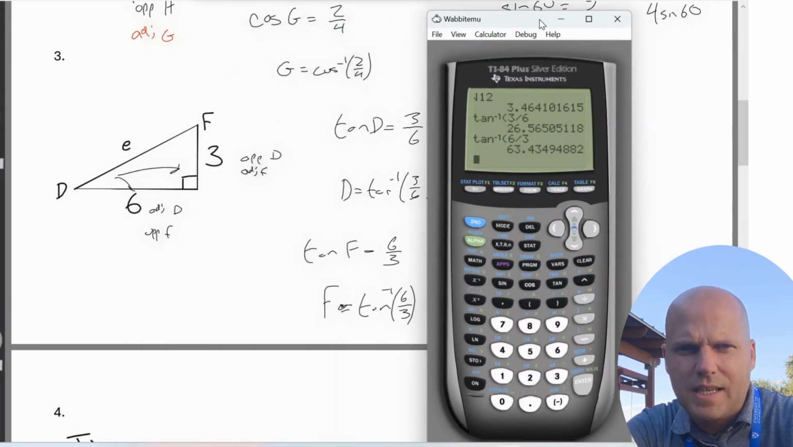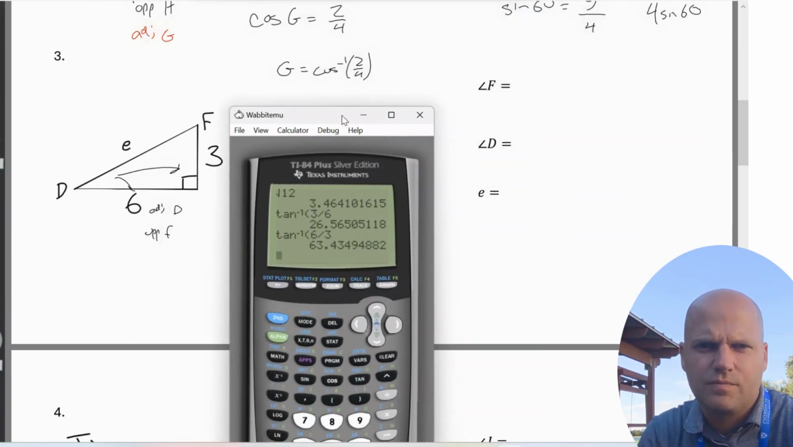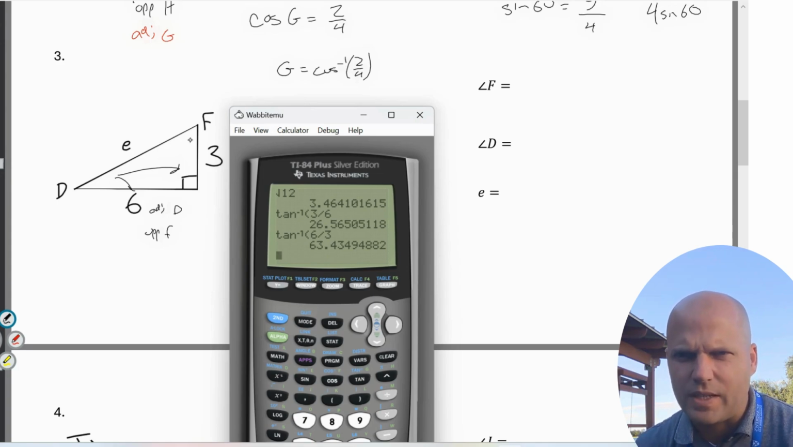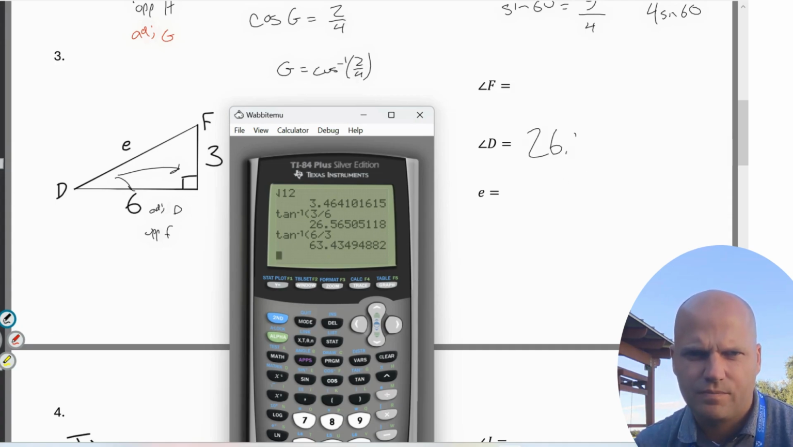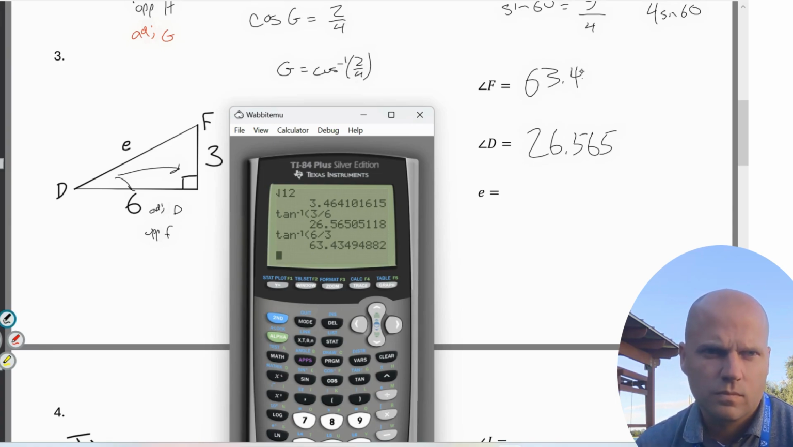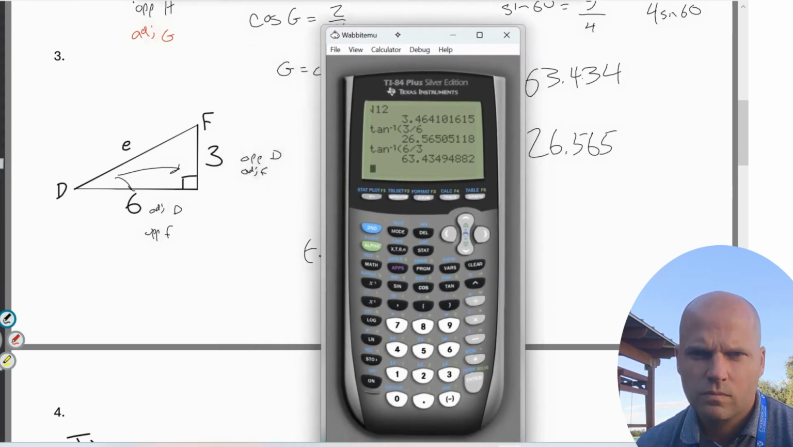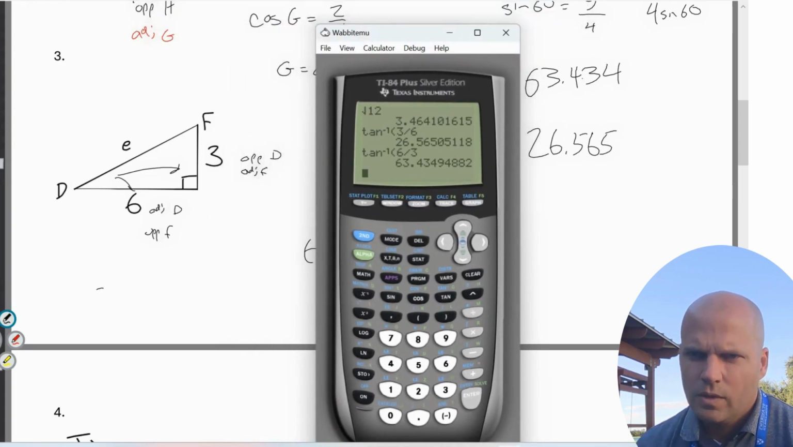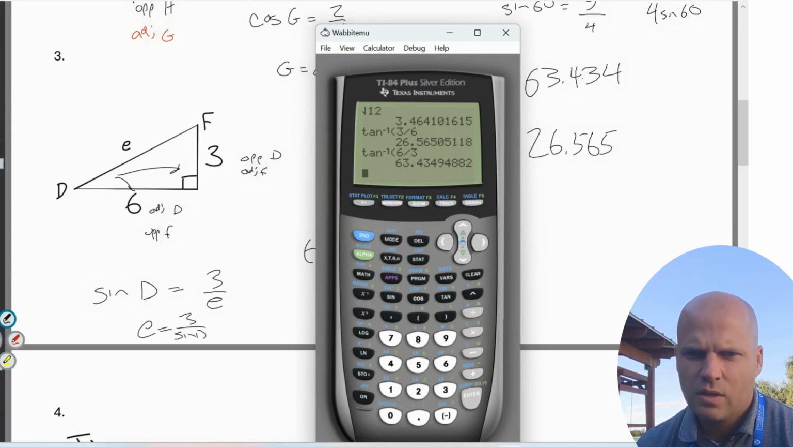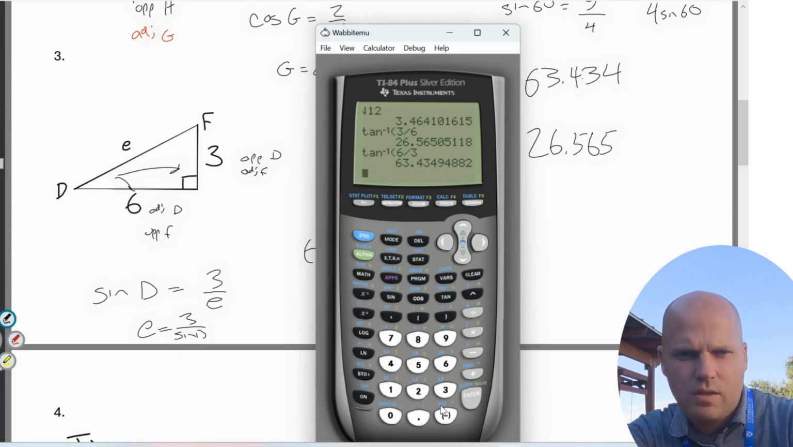All right, so D is 26. Some other things you should pay attention to: bigger angle opposite the bigger side, smaller angle opposite the smaller side. These angles should add up to 90 because they're in a right triangle. The sine of angle D will equal opposite over hypotenuse. That means 3 divided by the sine of angle D. You can get that.